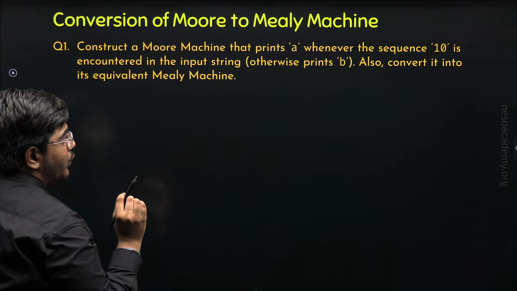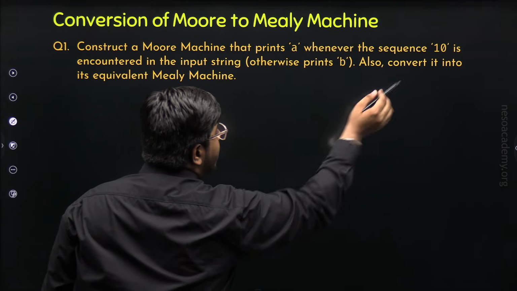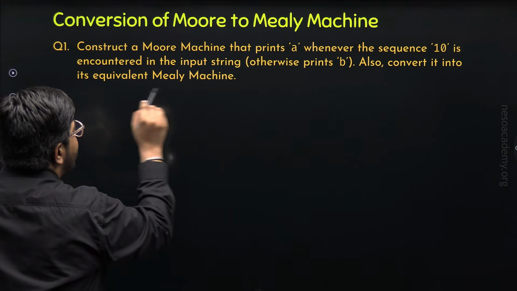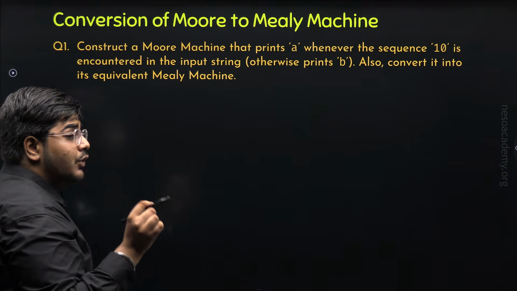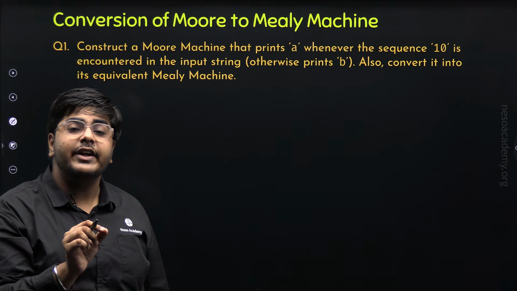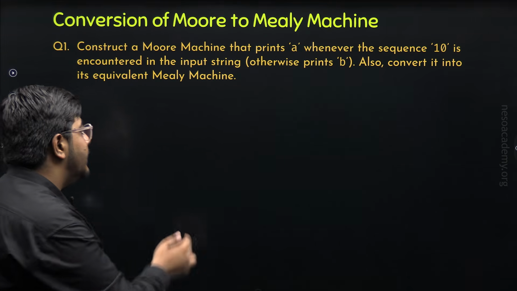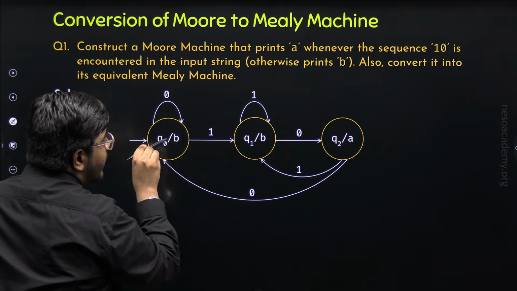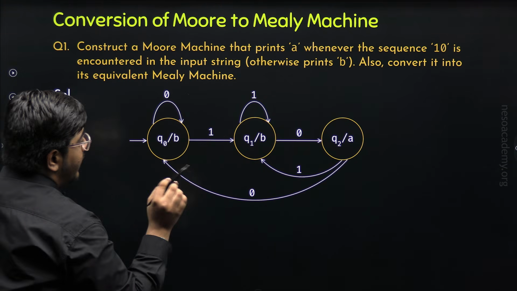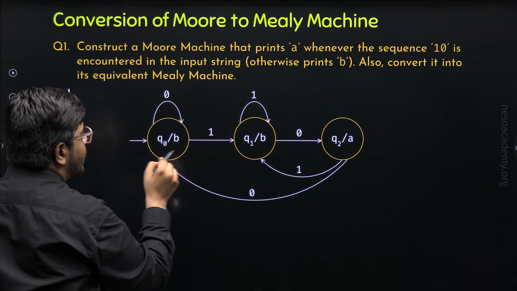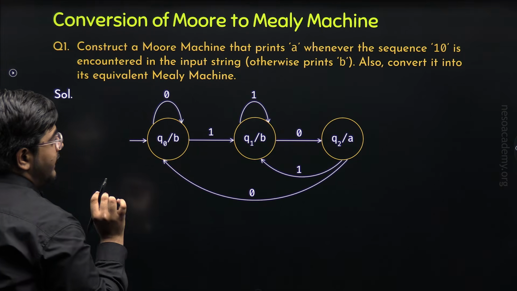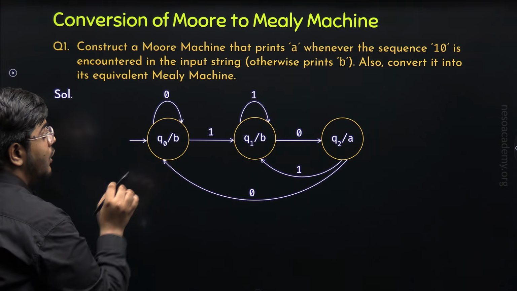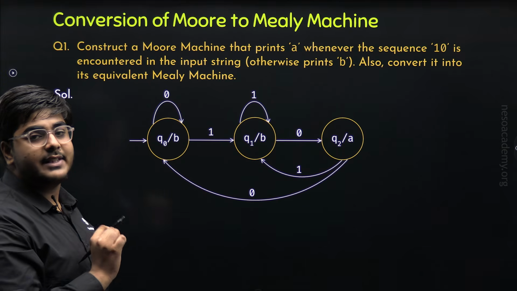And in the second part of the question, you are required to convert the Moore machine that you have constructed in the first part into its equivalent Mealy machine. Now, the first part of the question we have already completed in our previous lecture. This is the required Moore machine that will print A whenever the sequence 10 is encountered in the input string, and otherwise it will print the output symbol B. So if you have any problem regarding the construction of this Moore machine, kindly refer to the previous lecture.